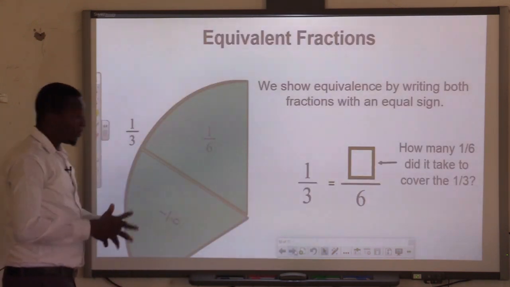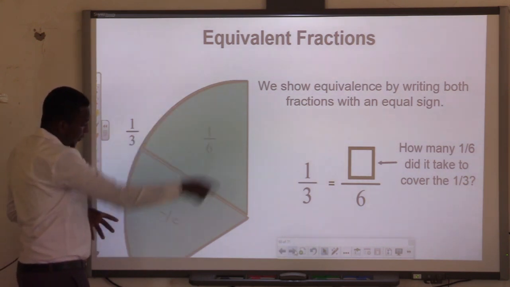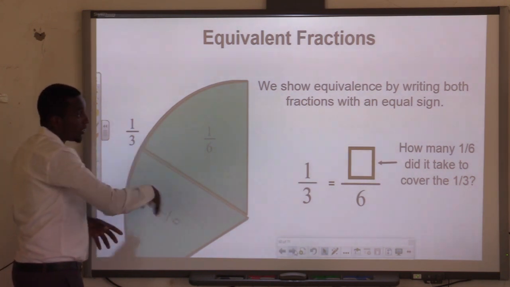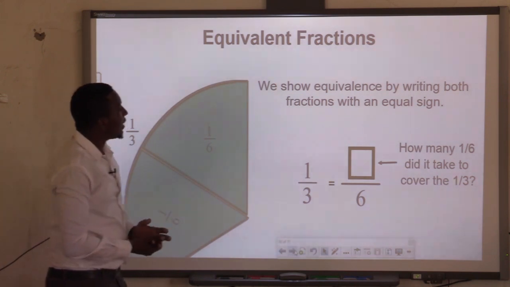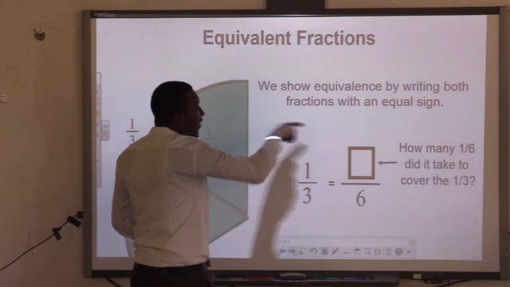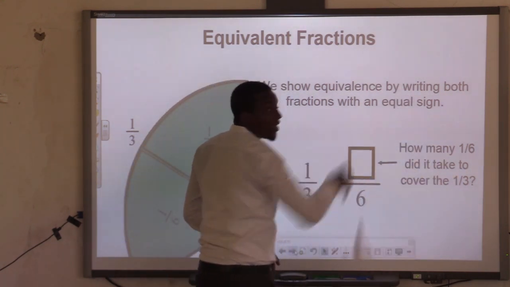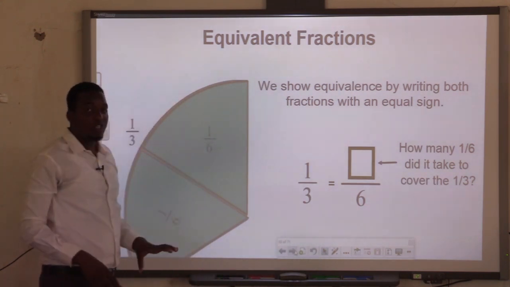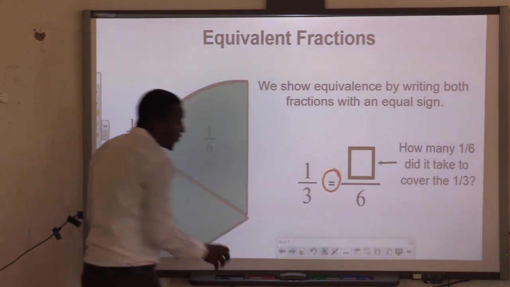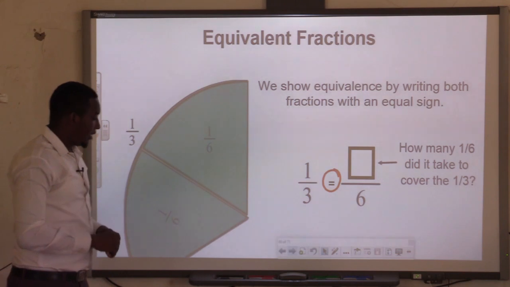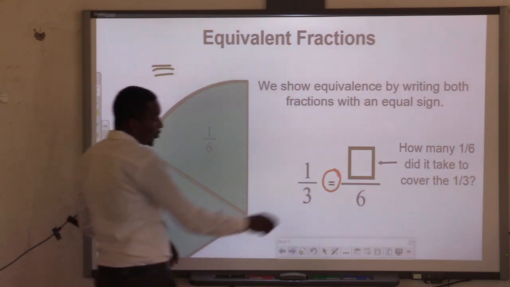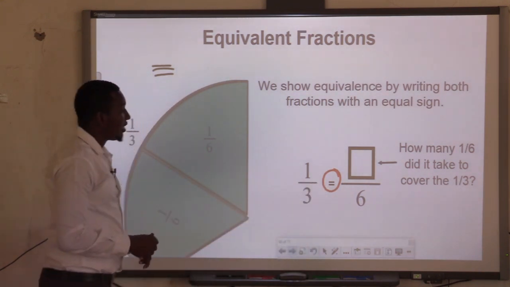As you can see, linking from the previous section, we still have our 1/3 piece, and we still have the 1/6 piece that we used to fit in the 1/3 piece. It's saying we show equivalence by writing both fractions with an equal sign. That is, to show that the 2 fractions are equivalent, we use an equal sign. As I said earlier, there is a symbol used for equivalence, but for this level we are going to use the equality sign as equivalent.